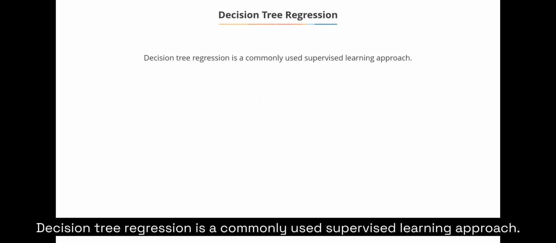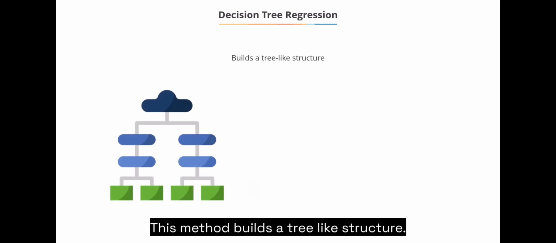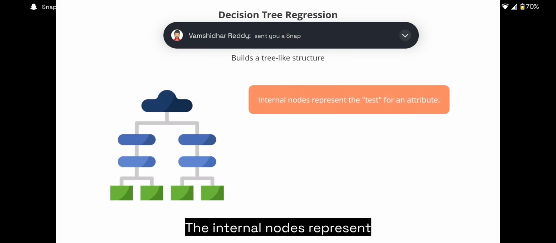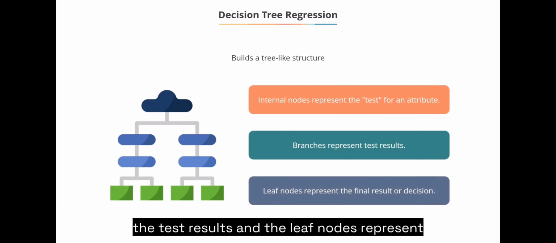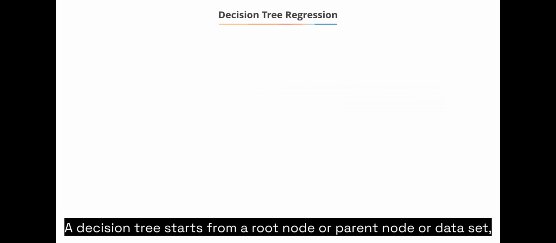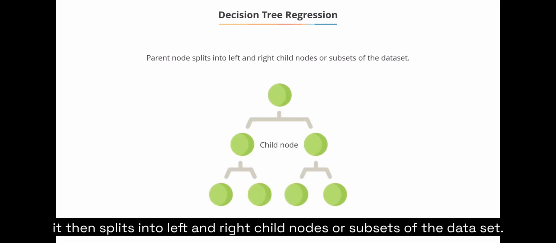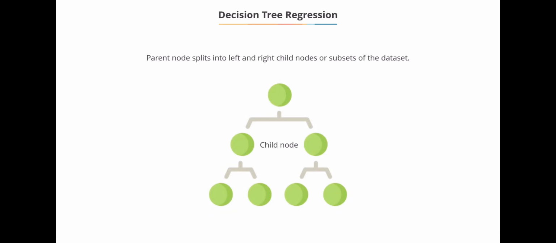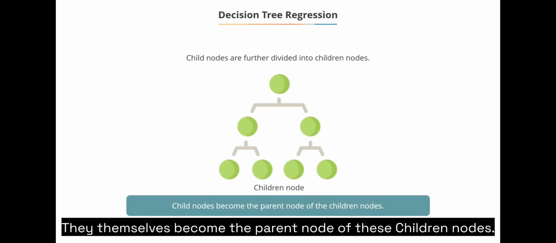Decision tree regression is a commonly used supervised learning approach. This method builds a tree-like structure. The internal nodes represent the test for an attribute, branches represent the test results, and the leaf nodes represent the final result or the decision. A decision tree starts from a root node or parent node or dataset. It then splits into left and right child nodes or subsets of the dataset. These child nodes are further divided into children nodes. They themselves become the parent node of these children nodes.